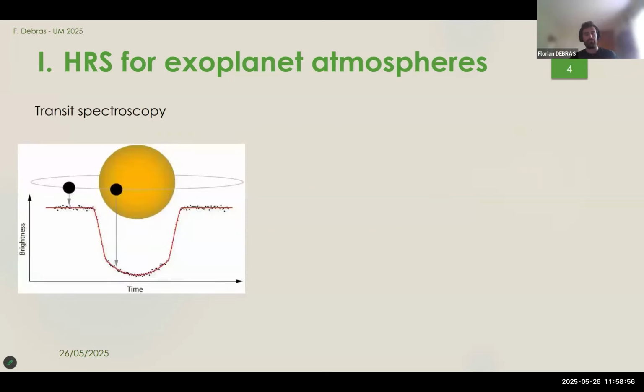So how do we do it? There are two main ways. The first way is through transit spectroscopy. We look at the star, and as the planet passes in front of it, you have a dim in the brightness of the star, and we study it afterwards.